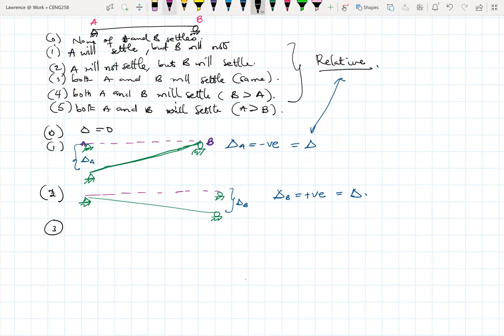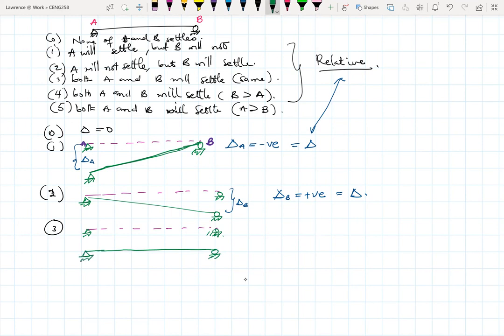So in case 3, they both displace, or they both settle. All right, so we have the supports right here, and they both undergo the same settlement. Oh, sorry, this is a pin support, and the other one is a roller. So this is a roller support, and this is a pin support.